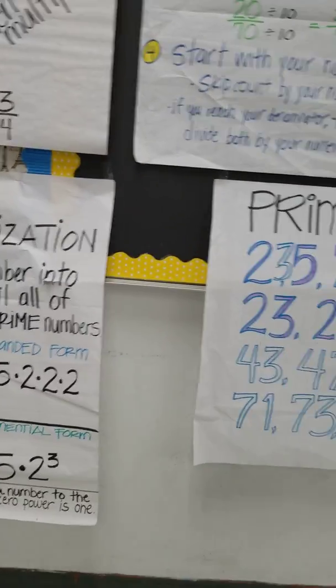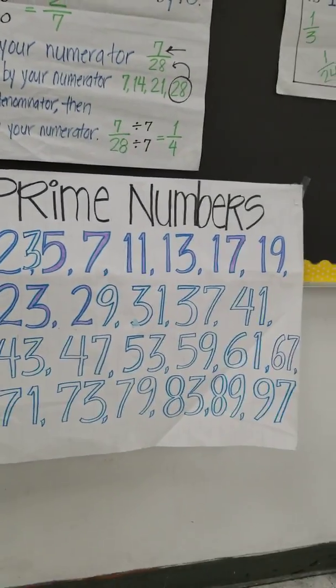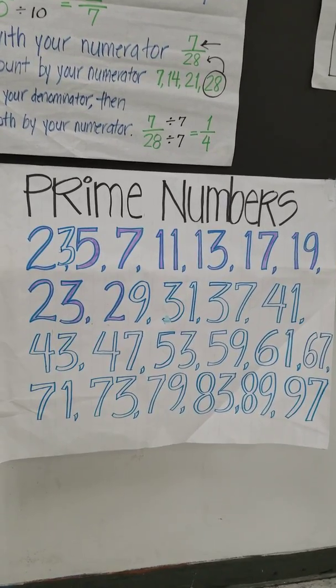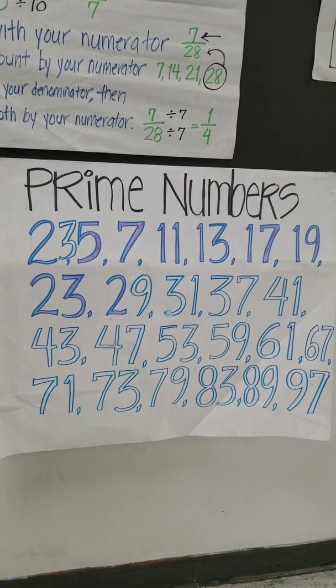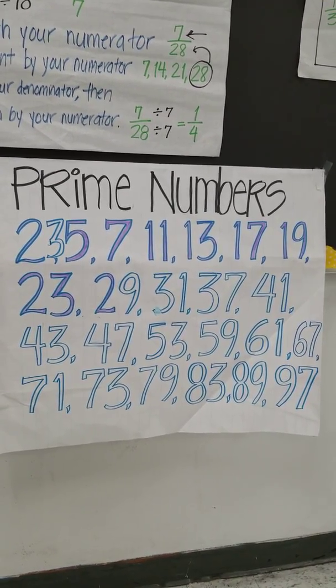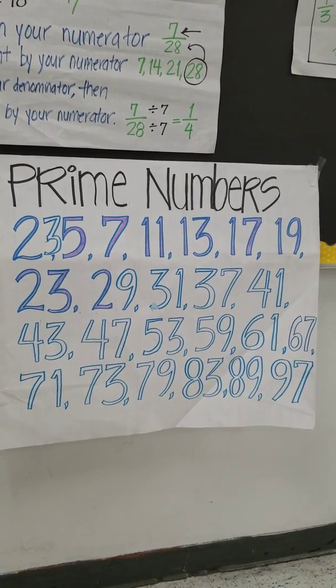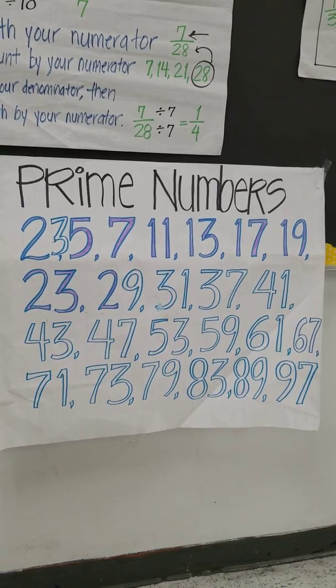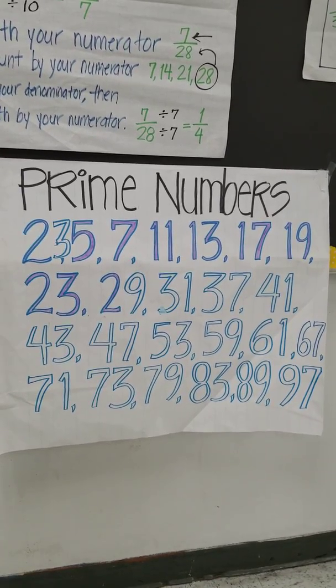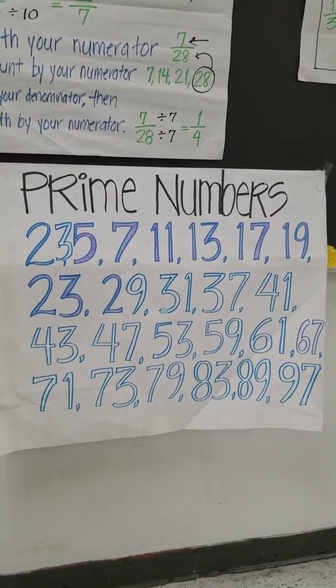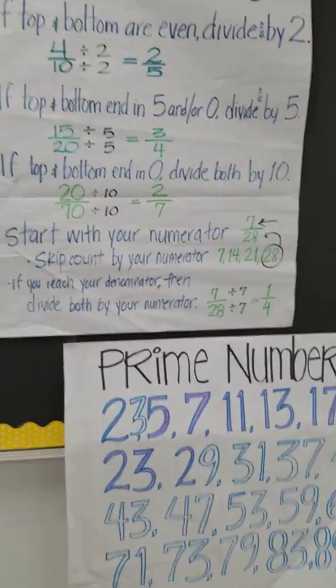And then we have the prime numbers. Memorize the prime numbers. Some of you are really good on prime numbers. 2, 3, 5, 7, 11, 13, 17, 19, 23, 29, 31, 37, 41, 43, 47, 53, 59, 61, 67, 71, 73, 79, 83, 89, 97. This is less than 100. You can study a little bit more if you already know those.